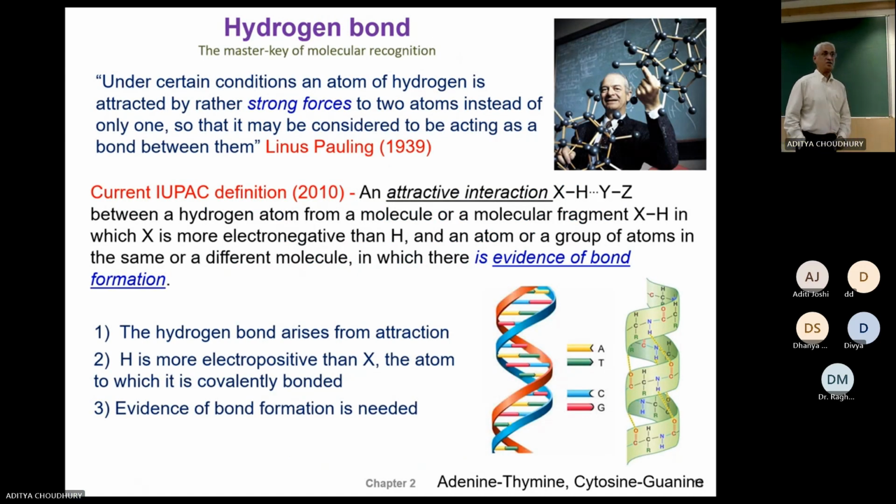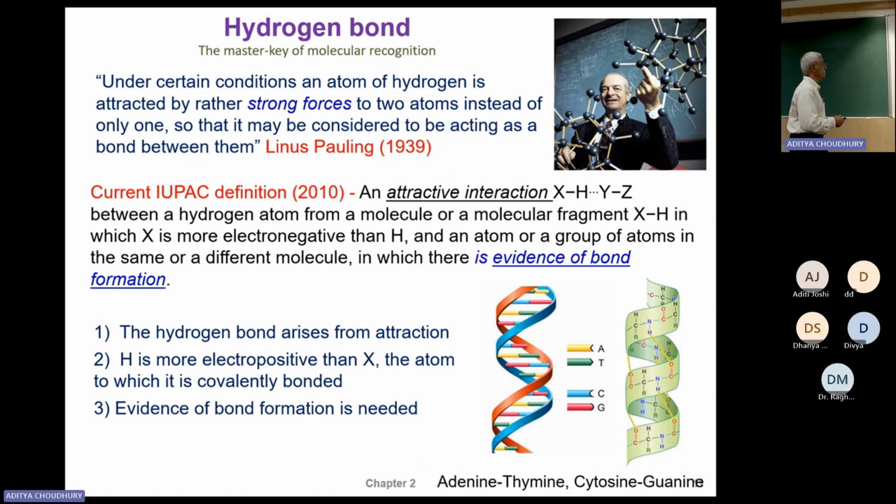From that point of view, the hydrogen bond comes first into the picture, because it's very strong, highly directional, and highly electrostatic. So we will see how hydrogen bonds can be used to design, or can be used for making different types of packing in the solid state.